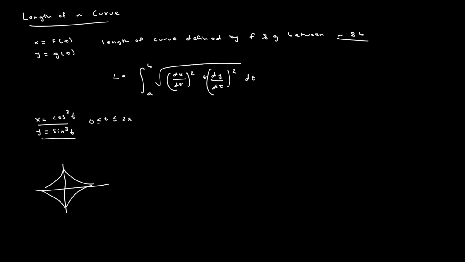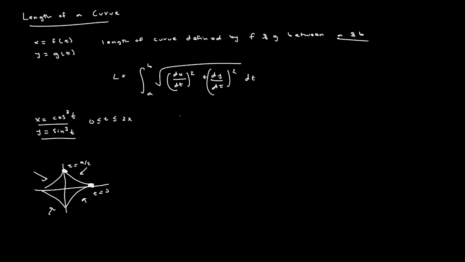To go from one quadrant to the other, this is when t is equal to 0, and this is when t is equal to pi over 2. Given that the shape of the curve is symmetric on all 4 quadrants, we essentially just need to integrate on one quadrant, and that should give us the length properly. So that's a technique we're going to be using.